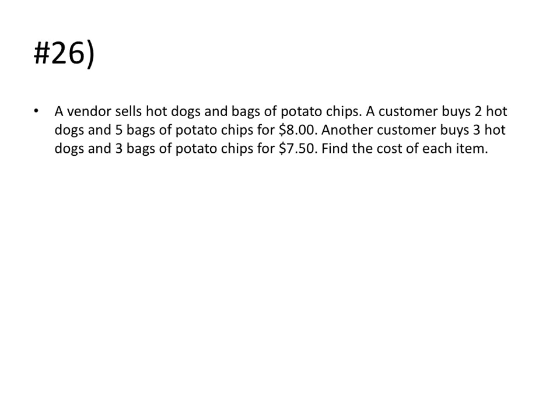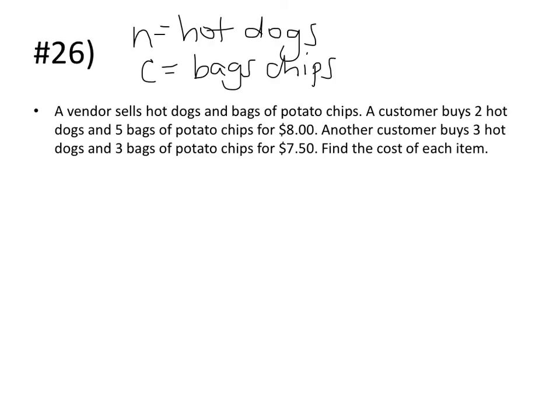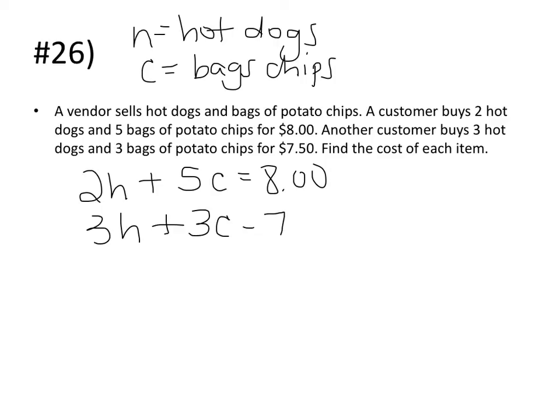A vendor sells hot dogs and bags of potato chips, or turkey burgers and sweet potato fries. A customer buys 2 hot dogs, so we're going to do H is hot dogs and bags of chips, C is bags of chips, for $8. So 2H plus 5C equals 8. We're talking about money, so leave it like that. Another customer buys 3 hot dogs and 3 chips for $7.50. Find the cost of each item.